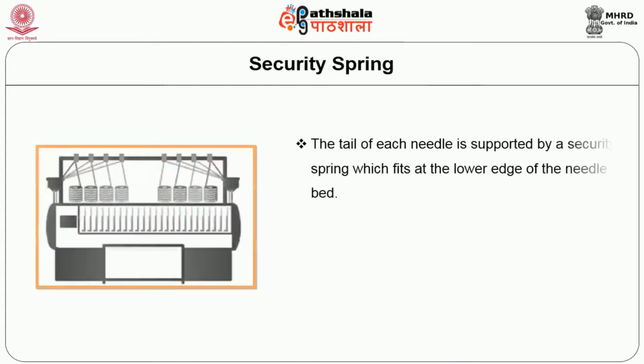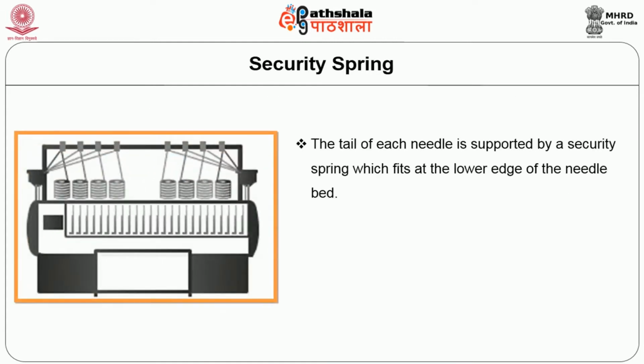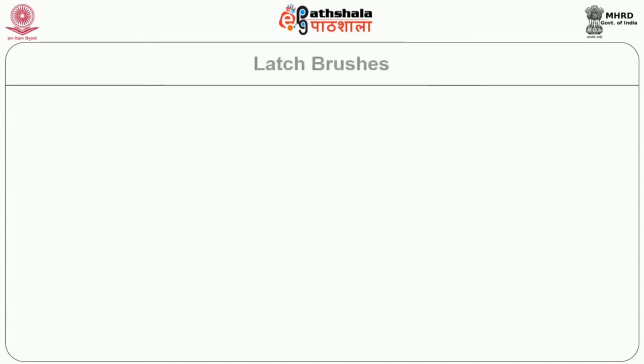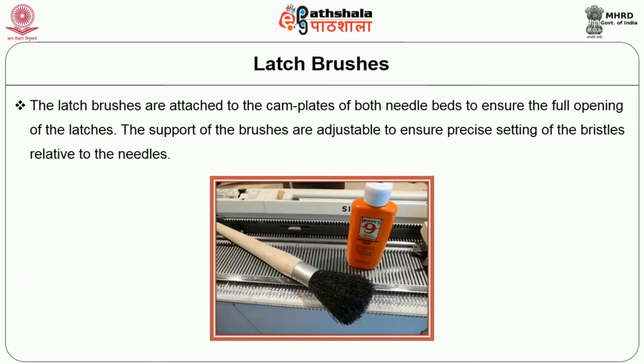Security spring. The tail of each needle is supported by a security spring which fits at the lower edge of the needle bed. The position of the needle in the trick can be changed with the help of the security spring for its selection during loop formation, due to traverse of the cam carriage. Latch brushes. Latch brushes are attached to the cam plates of both needle beds to ensure the full opening of latches. The supports of the brushes are adjustable to ensure precise setting of the bristles relative to the needles.